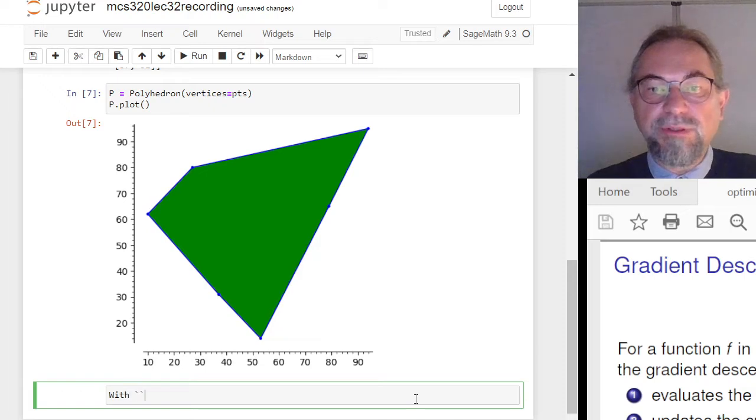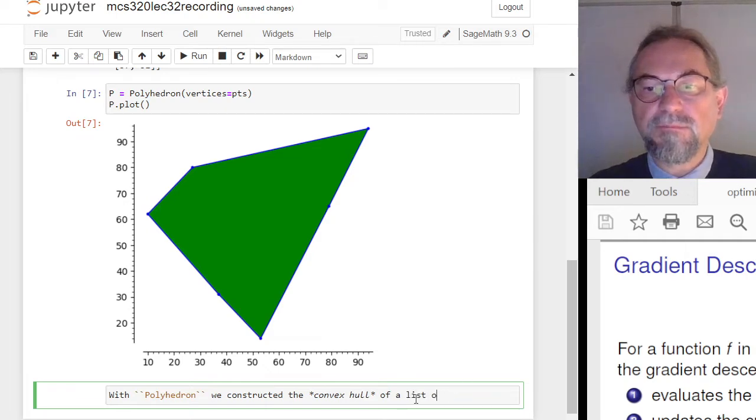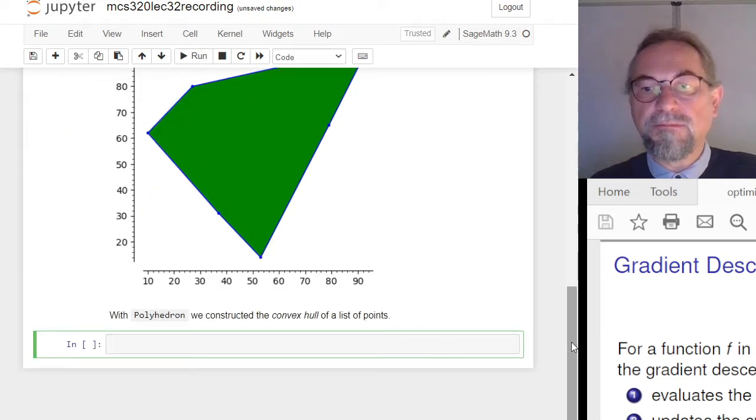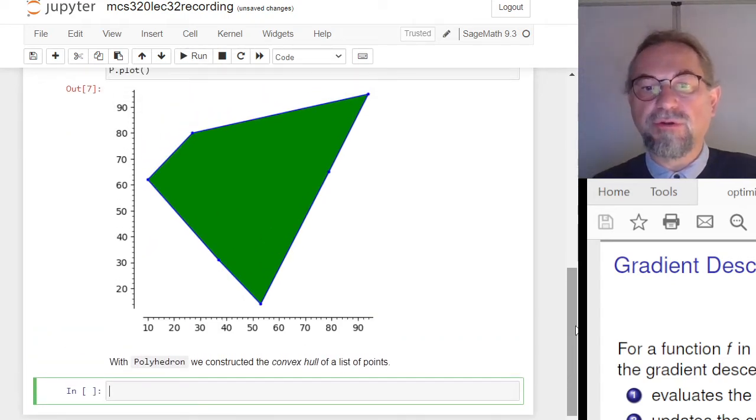So what we did with polyhedron, we constructed the convex hull, and I will emphasize this. We constructed the convex hull of a list of points. So the convex hull problem is one of the central problems in computational geometry. So this is neatly wrapped with the polyhedron method, or the polyhedron class.